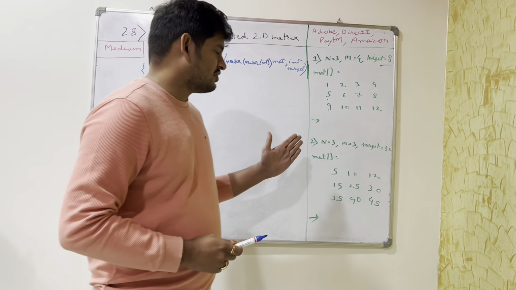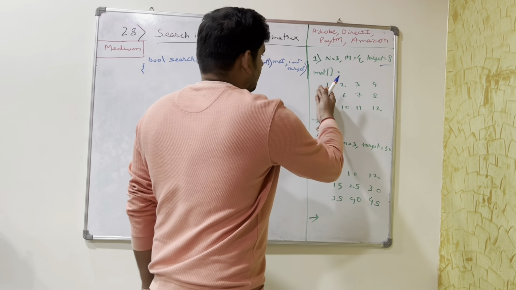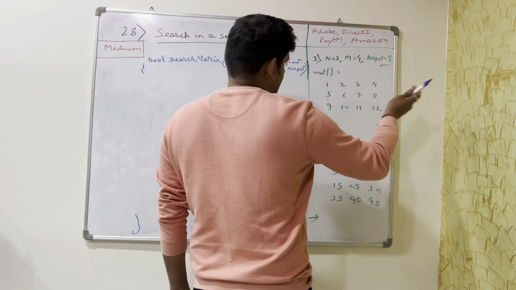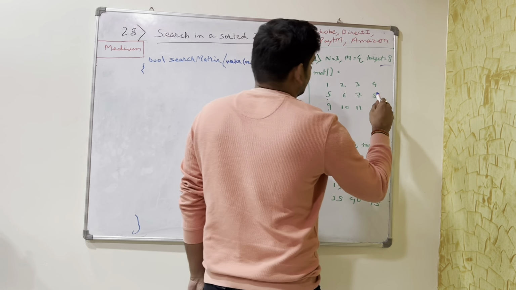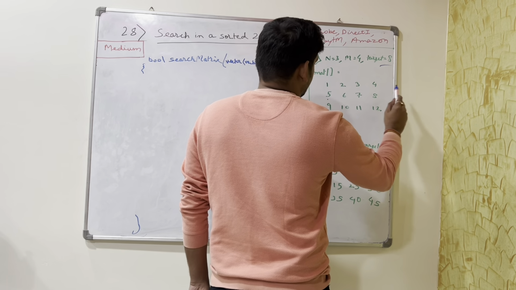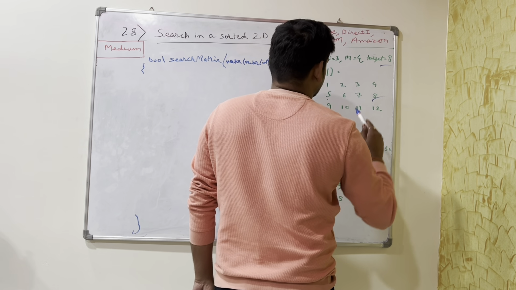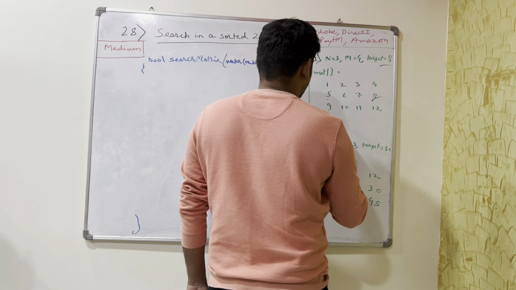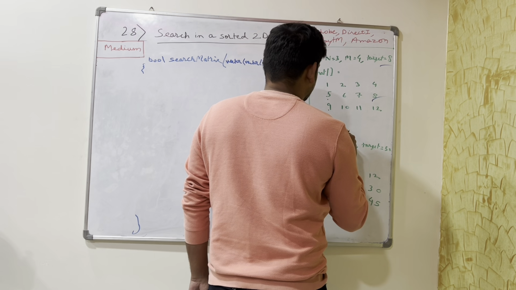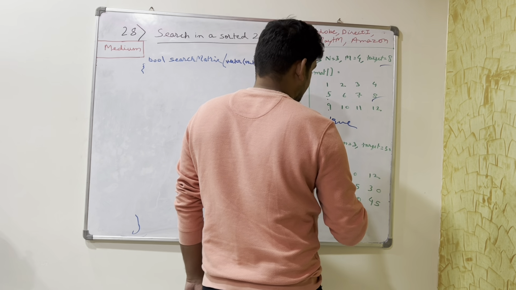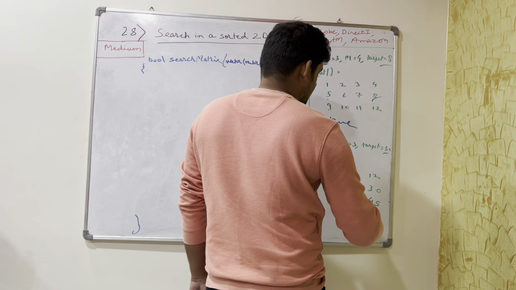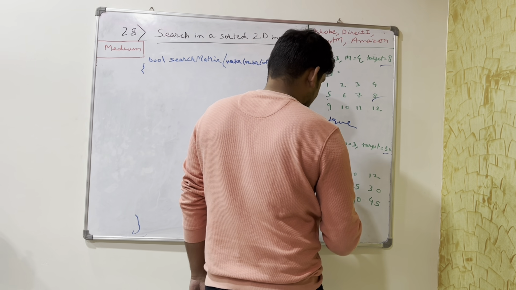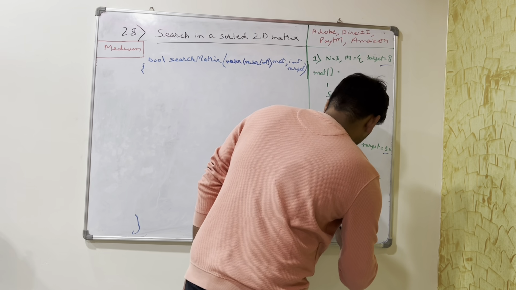Simple. The first approach that comes to our mind is to do a linear search in this 2D matrix, and if we find it, we will return true. If we traverse all the elements in the 2D matrix and find it, the answer will be true. In the second example, the target is 50. If we traverse and don't find it, we will return false. Here the element is not present.